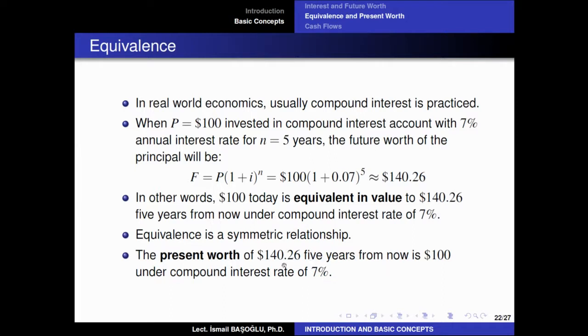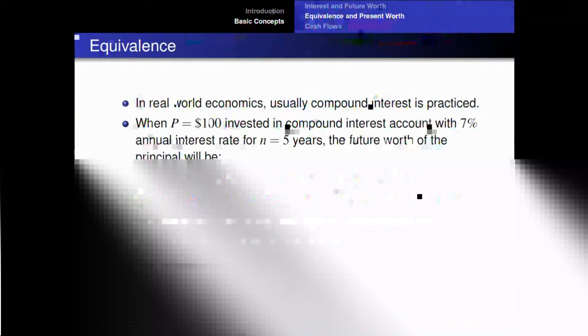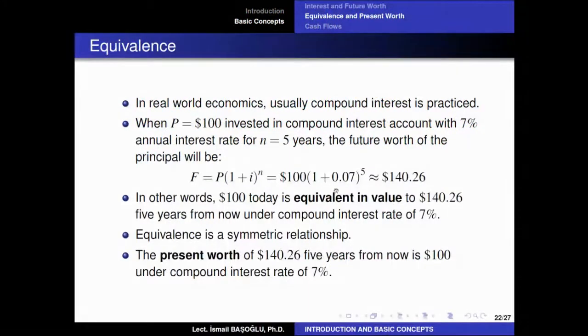So the present worth of $140.26 in the end of the 5th year is $100 today. Okay, so future worth is the future value, present worth value. But if you want to define such a present worth or future worth statement or equivalence statement, you always need to assume an interest rate. You need to mention an interest rate and the number of interest periods.